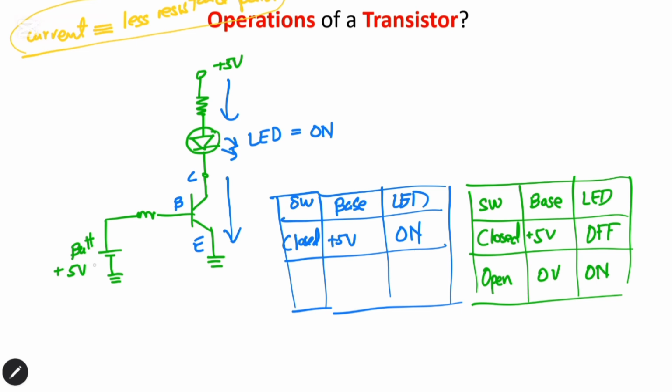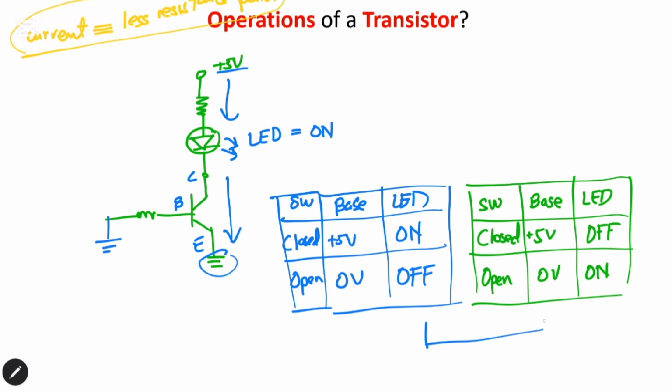So what will happen if we remove the battery from the base? That means the switch is open and we have 0 volts to the base of this transistor. Then what will happen? There is no closed loop path between the positive 5 volts and the ground. So this becomes an open circuit, so the LED will be off in that case.